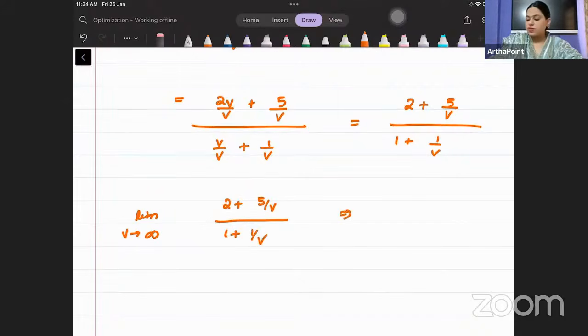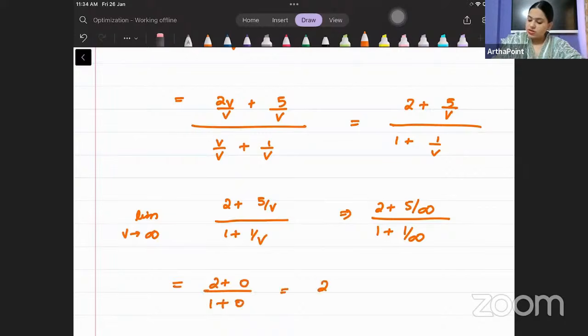Beta, just put infinity. 2 plus 5 by infinity upon 1 plus 1 by infinity. Beta, anything by infinity is 0. ठीक है? So this will become 2 plus 0 upon 1 plus 0. So beta, this will be 2. So the answer to this question will be 2. What will be the answer to this question? 2. Everyone is clear with these questions?